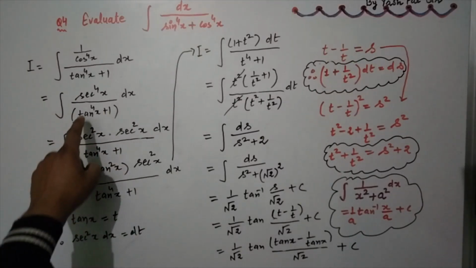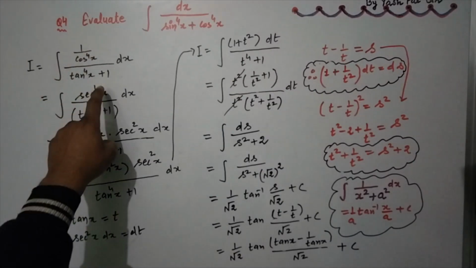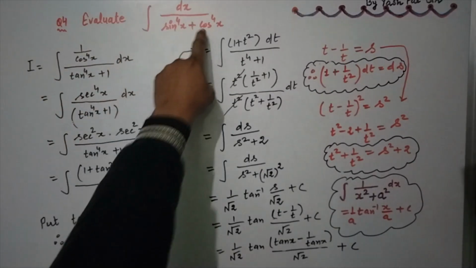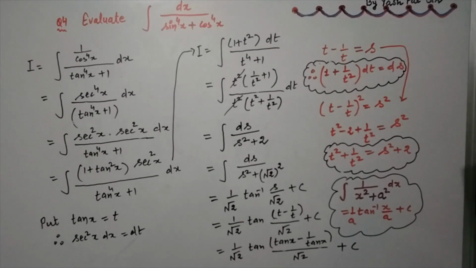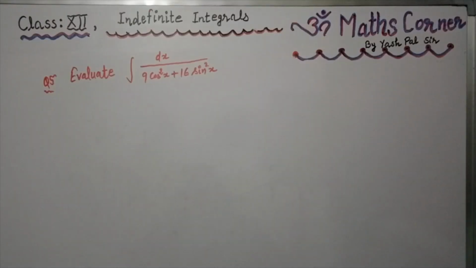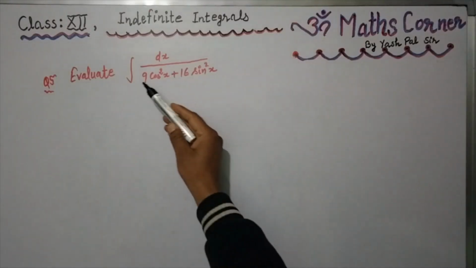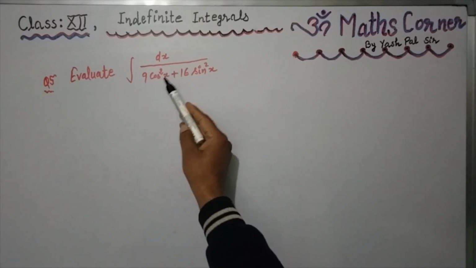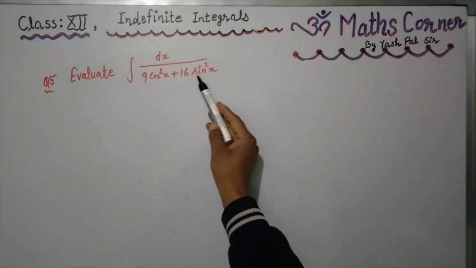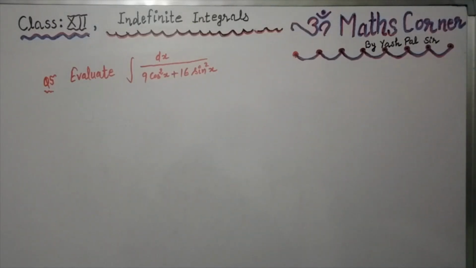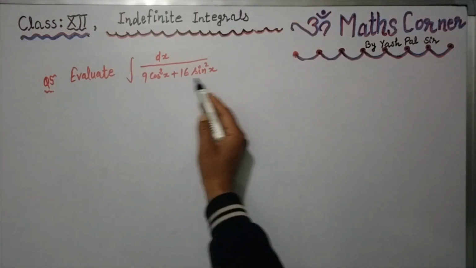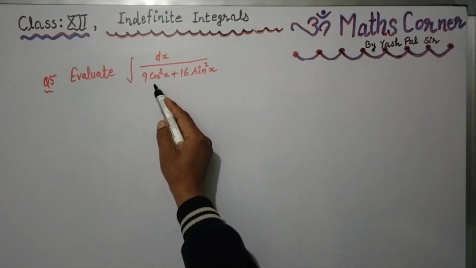We follow this trick, that is dividing by cos raised to power 4x whenever the denominator seems to be biquadratic. The question is very important. Now taking next question. Question number 5. Evaluate the integral dx upon 9 cos square x plus 16 sin square x.